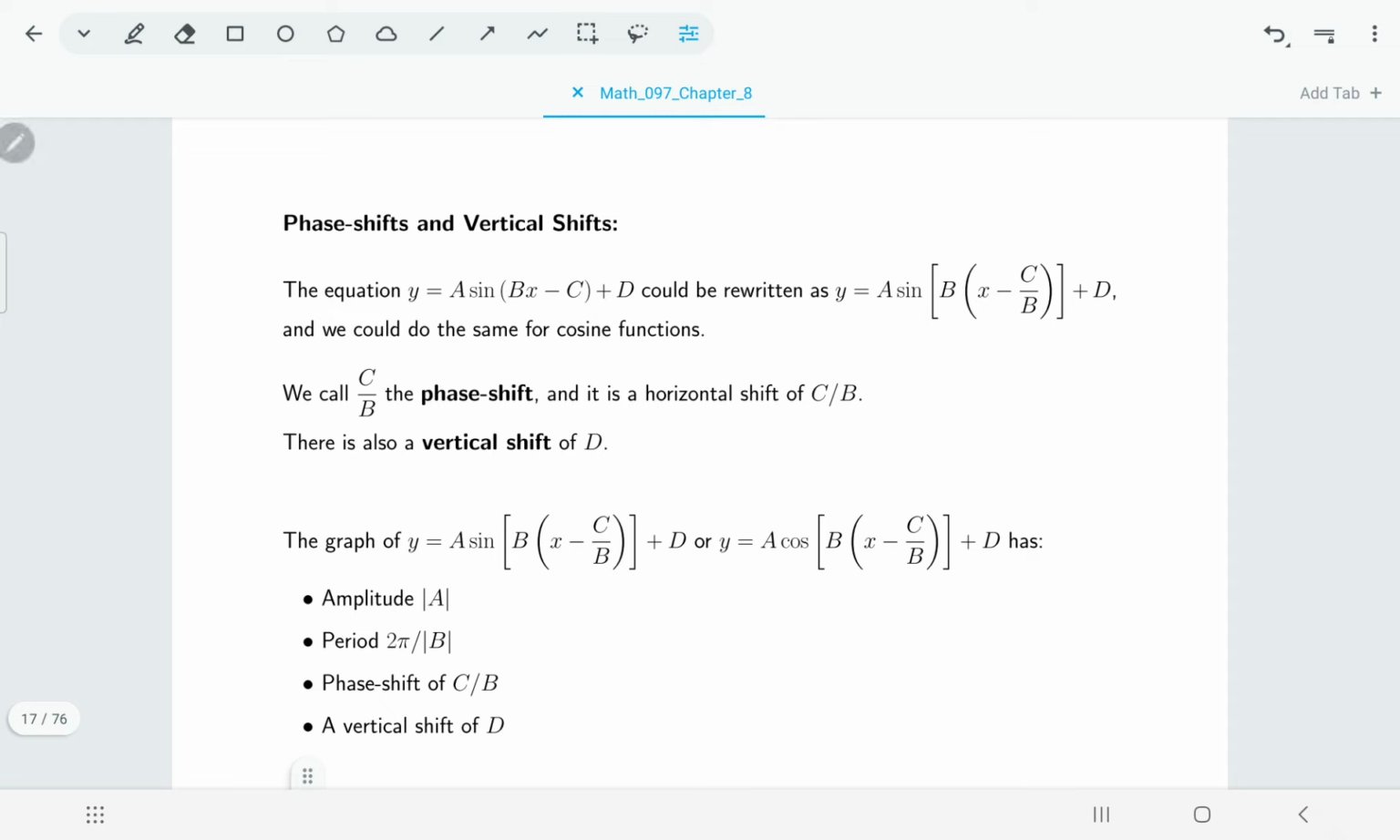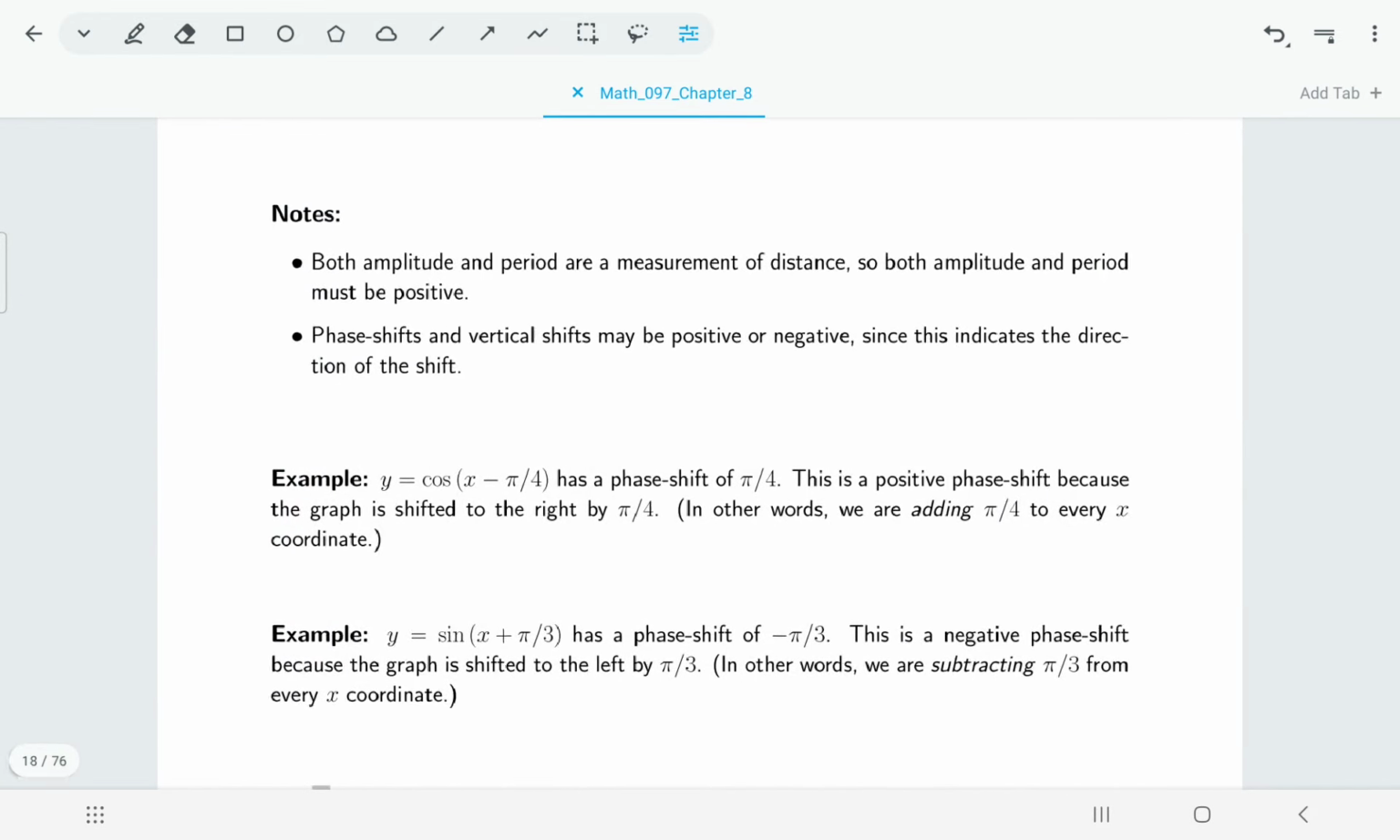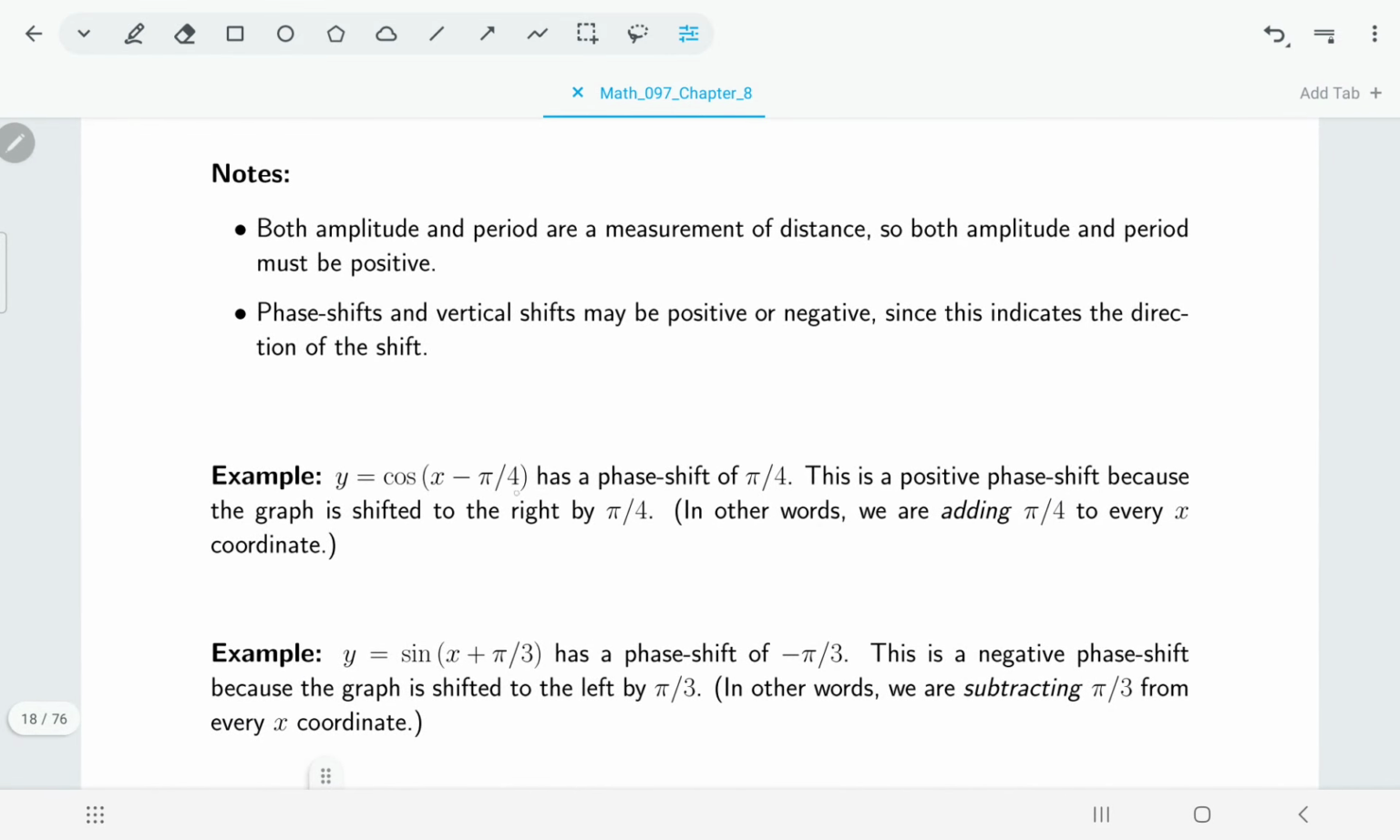For a vertical shift, it's pretty much what you'd expect. If we had at the end of our function, for example, a plus 2, then our vertical shift would be 2. You'd be going up by 2, adding 2 to all of your y values. But when it comes to the phase shift, it's kind of the opposite of what you'd expect. If we're looking at something like cosine of x minus pi over 4, this is a shift to the right. And since we're shifting to the right, we're adding pi over 4 onto all of our x coordinates. And it's for that reason I would say my phase shift is positive pi over 4.